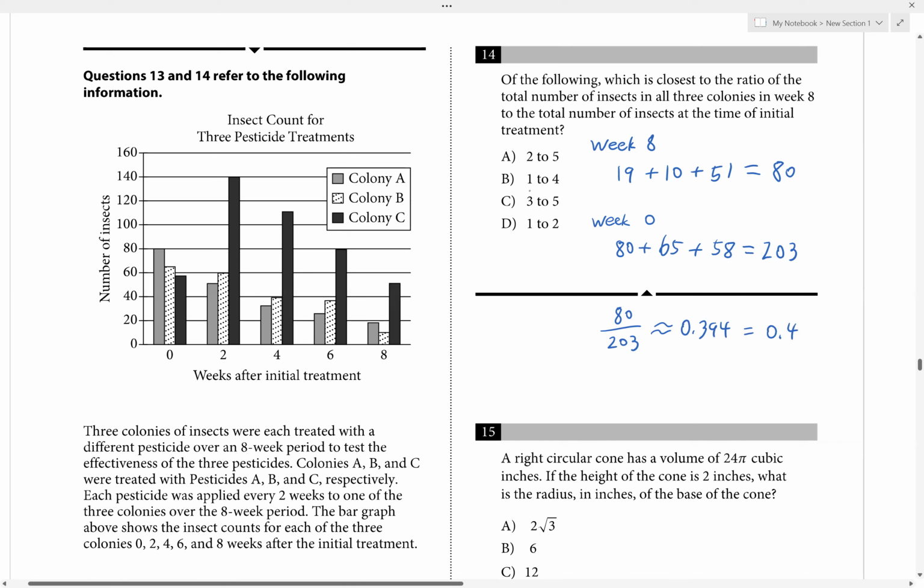Then we can go through the answer choices. We can just say it's approximately 0.4, right? And so for A, we can just go through the answers and divide them, and see which one gives us 0.4. That'll be our answer, right? So 2 to 5, 2 divided by 5, that's actually 0.4. So that works, right? 1 to 4 is 0.25, 3 to 5 is 0.6, 1 to 2 is 0.5. So the closest one has to be A. All right, so that should be it for our final answer here.